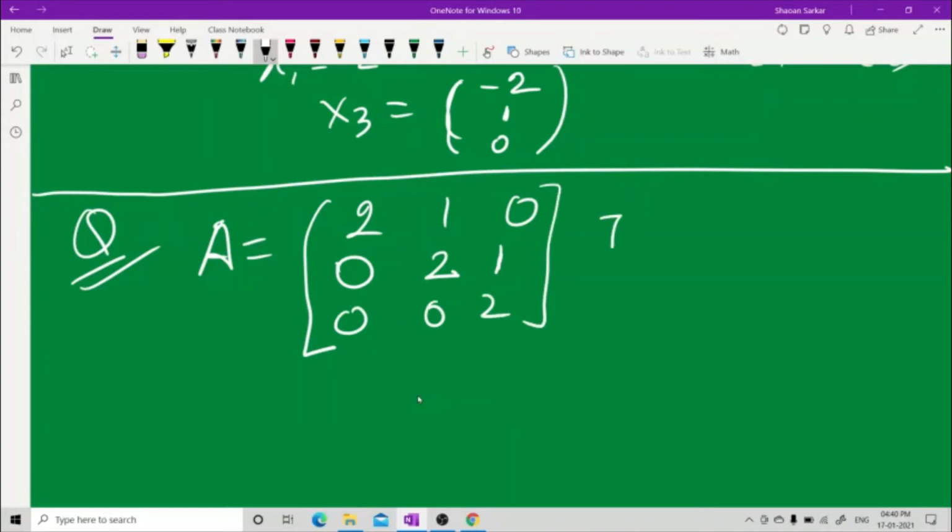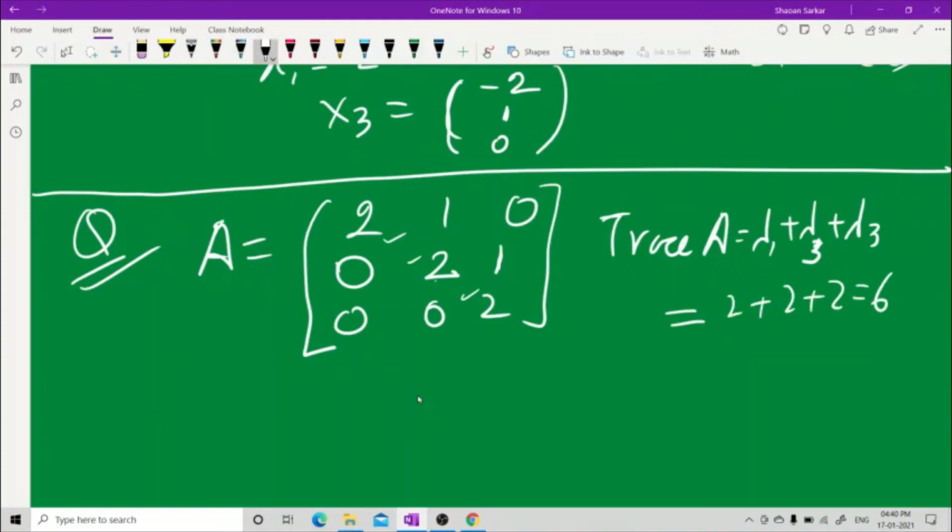Here it is very simple. Trace of A is lambda 1 plus lambda 2 plus lambda 3, which is 2 plus 2 plus 2, and you get 6. Determinant of A is lambda 1 times lambda 2 times lambda 3. You expand it in this manner. 2 twos are 4, 4 twos are 8. You will get 8.